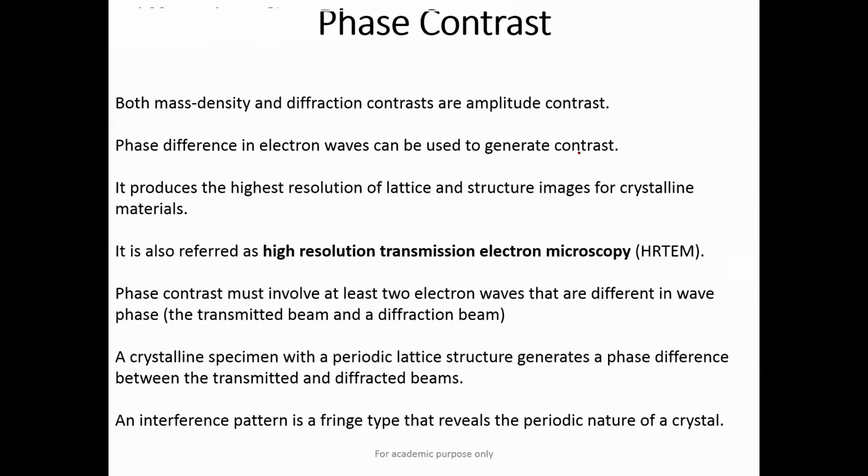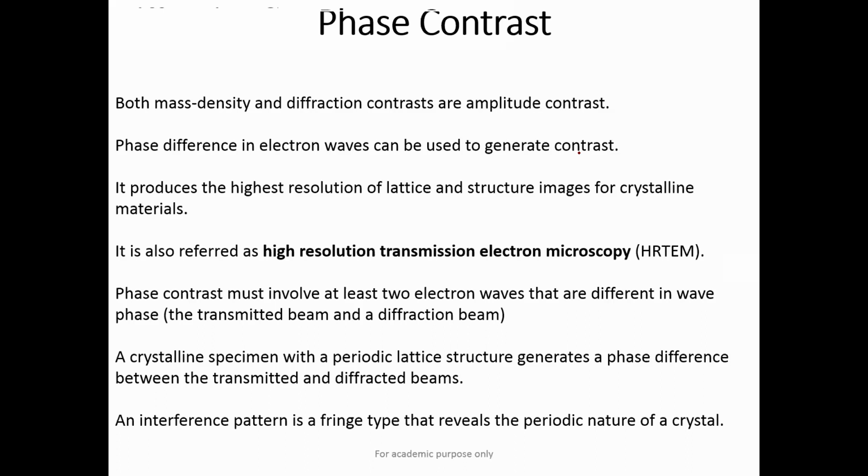Suppose we exploit the phase difference in the electron beam, between the transmitted and the diffracted beams, so we will have more information. This is known as phase contrast. Generally, in high resolution TEM machines, we take phase contrast. So in phase contrast, we need a minimum of two electron waves.